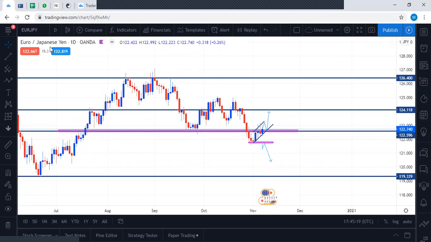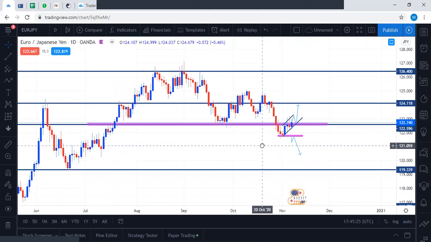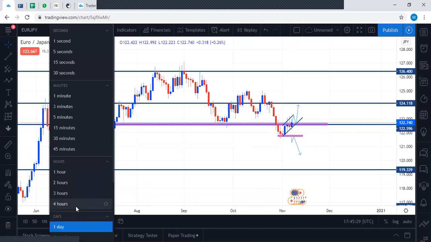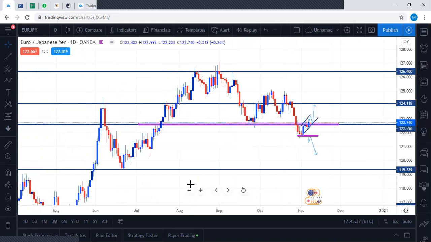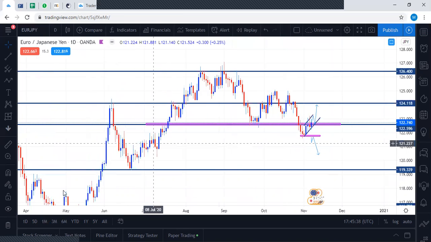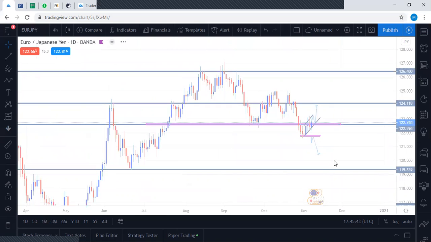So what am I looking for at this level? Well, I'm just sitting on my hands on this pair and looking at how the price action comes out. Let's go to the 4 hours.